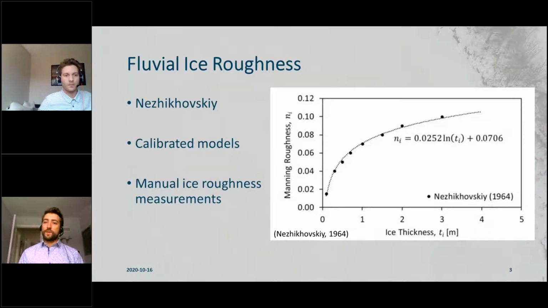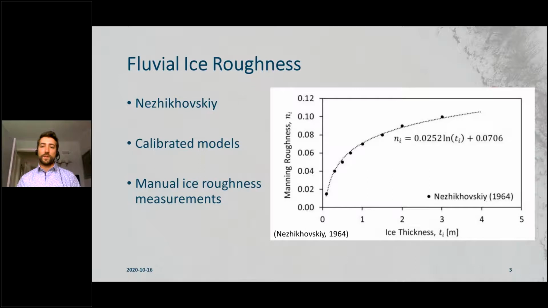And ice roughness is one of the main determining parameters for the severity of flooding. And it's a really important parameter in hydraulic modeling if we're considering flow through the winter. However, ice roughness is really difficult to estimate.